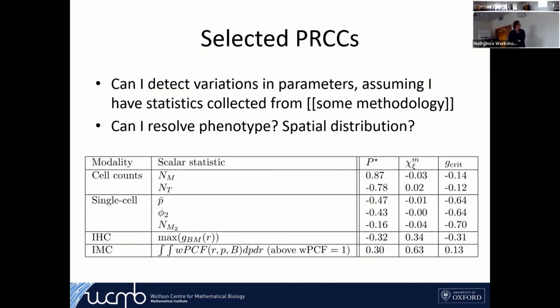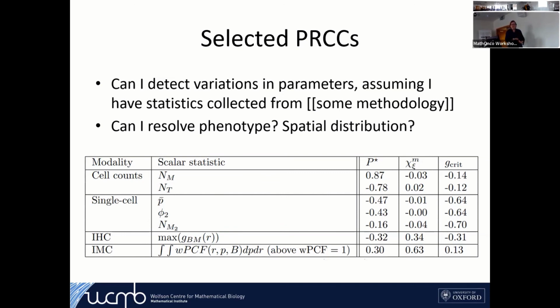So this is just some that I've pulled out to make a couple of particular points. If I'm just looking at cell counts, so these top two statistics are just the number of macrophages in a simulation and the number of tumor cells, well, these correlate really nicely with this first parameter, P star, which is a macrophage extravasation rate. So you expect that if I have higher extravasation, I can understand what's going on by looking at the number of macrophages. But you can see these other parameters, which are related to the chemotaxis of tumor cells to macrophages and the rate of phenotype switching, are basically not correlated with cell counts at all.